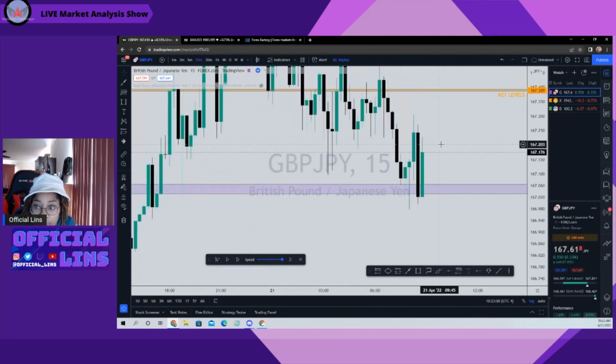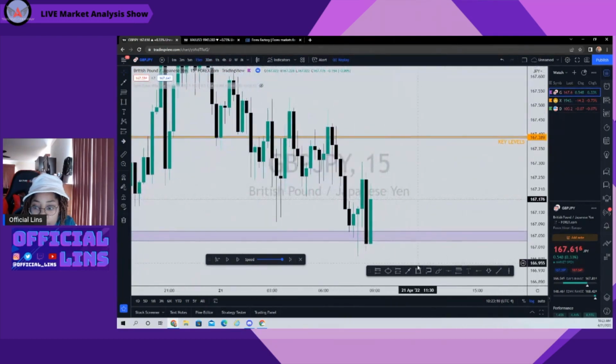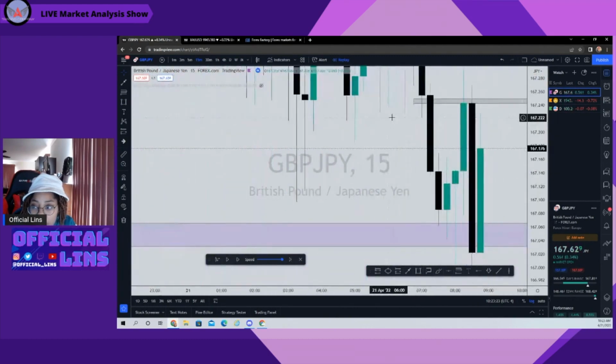So with that said, let's go back to the 15-minute. I'm saying, okay, we're bouncing up here. So what I did was I put a zone here on this level. Let me change that over. I put a zone here on this little resistance that we created. Just going to zoom in so you can see it a little better.